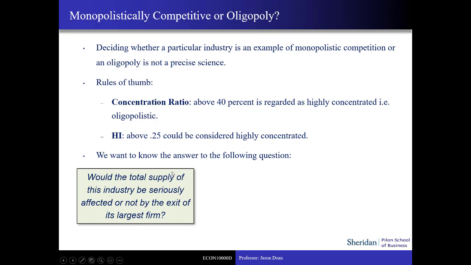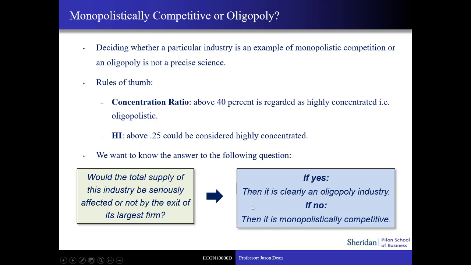What we really want to know here is, would the total supply of this industry be seriously affected or not by the exit of its largest firm? And so if we can answer yes to that, then it's clearly an oligopoly industry. If it's not, then we're talking about a monopolistically competitive industry.